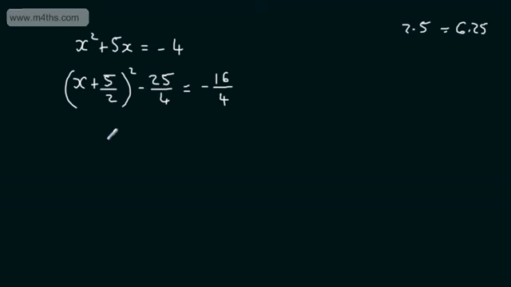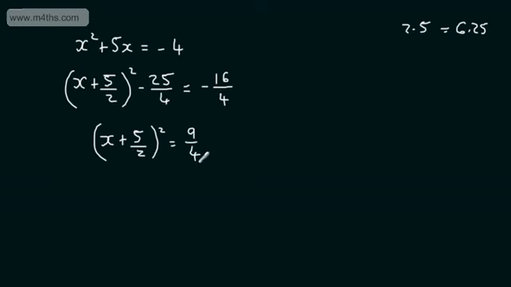So adding the 25 over 4 to both sides, x plus 5 over 2 all squared will be equal to, so what I'm going to do is add now the 25 over 4 to the minus 16 over 4. If I do that, I'm going to end up with positive 9 over 4. So let's go ahead and write that.